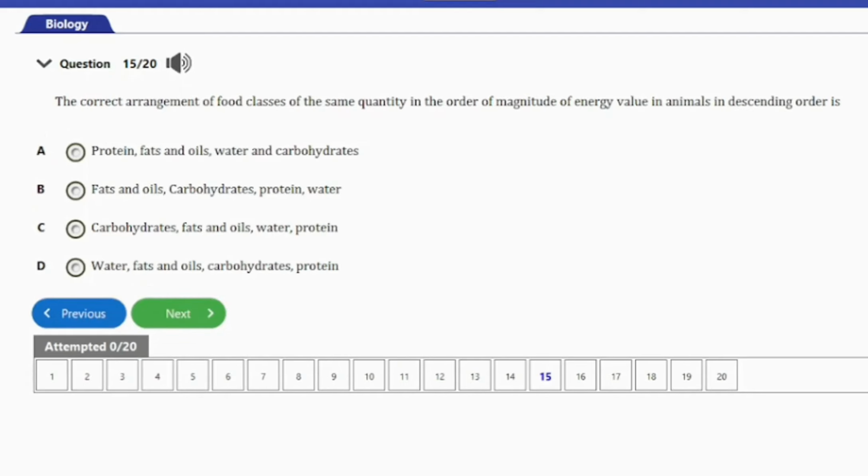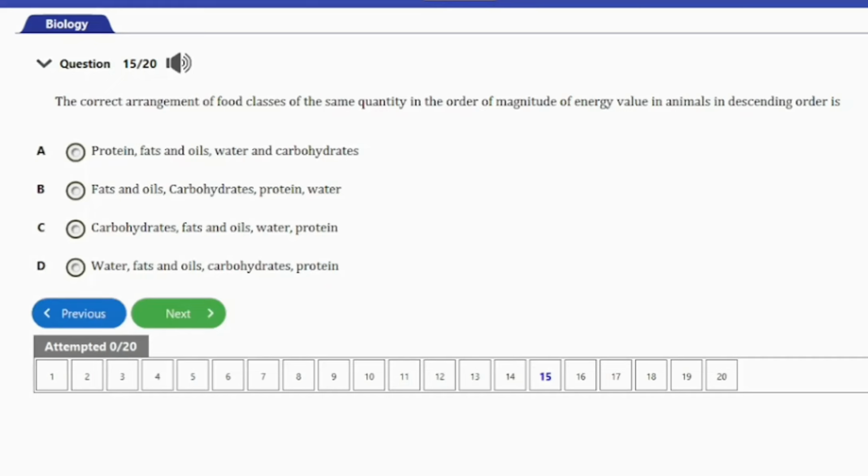It says, correct arrangements of food classes of the same quantity in the order of magnitude of energy value in animals in descending order is A, protein, fats, oils, water and carbohydrates. B, fats and oils, carbohydrates, proteins, and water. C, carbohydrates, fats and oils, water, proteins. D, water, fats and oils, carbohydrates, proteins.